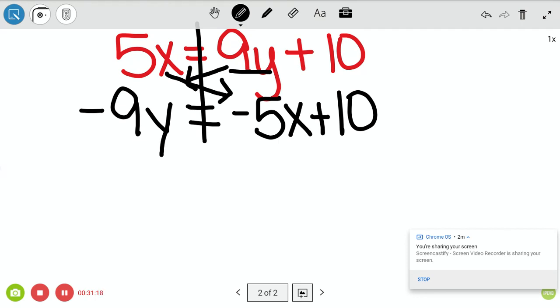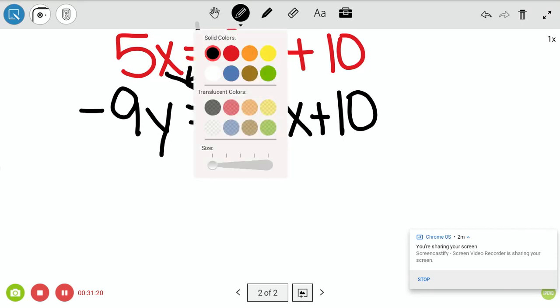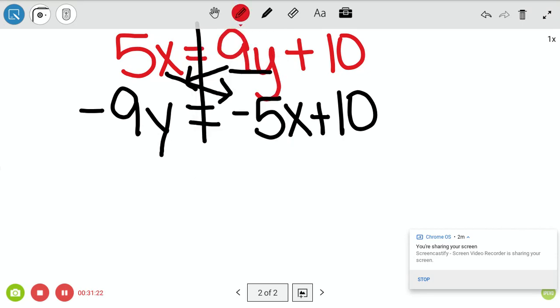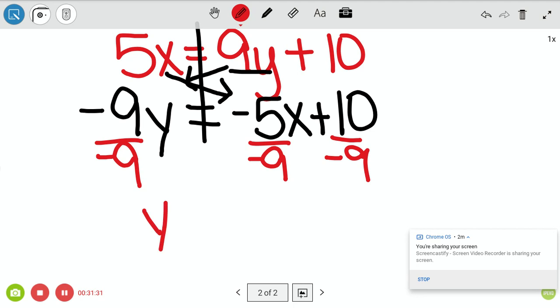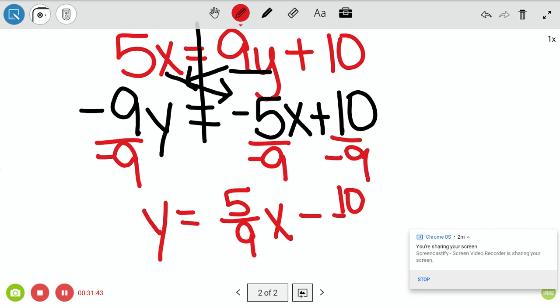Makes it much faster. Then to get y by itself, we just have to divide. In this case, we're dividing by negative 9, so every single number in the equation gets divided by negative 9. Then we simplify what's left. Two negatives make a positive 5/9 x. And a positive 10 and a negative 9 would make a negative 10/9. Fractions can be reduced if you would like. I'm not going to require it, but that's totally up to you.